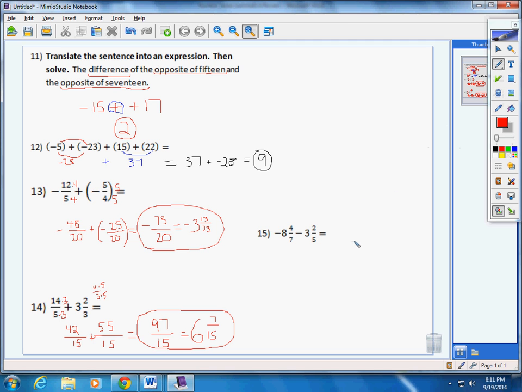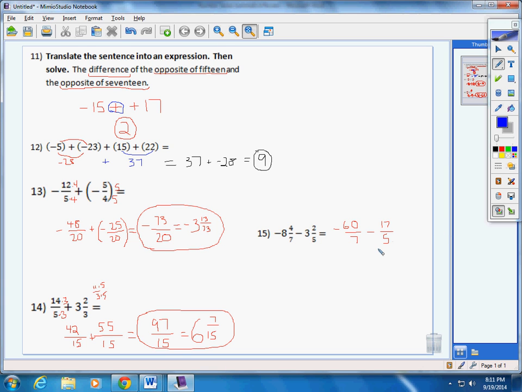Once again, we're going to have to change these guys. We're going to have to give them a common denominator, and here we're going to get a little bit bigger with these numbers, guys. So let's change these first into improper fractions. 8 times 7 is 56. Plus 4 is, so we have a negative 60 divided by 7 minus 3 times 5 is 15 plus 2, 17 over 5. Alright, we're getting big. So we need a common denominator. It looks like it's going to be 35.